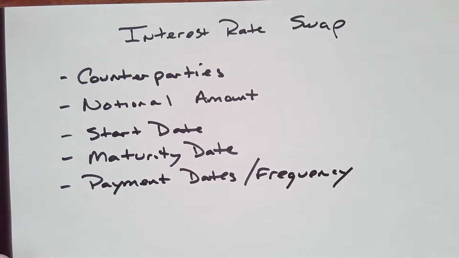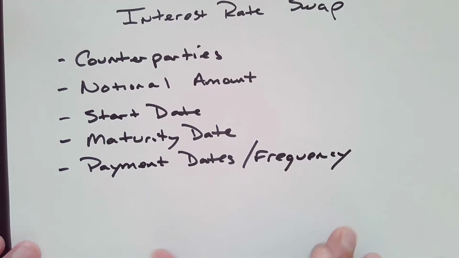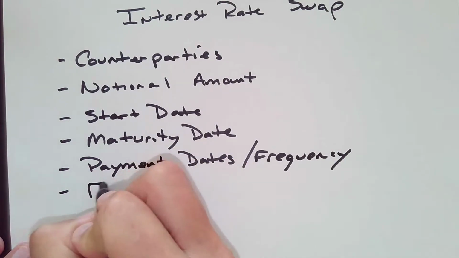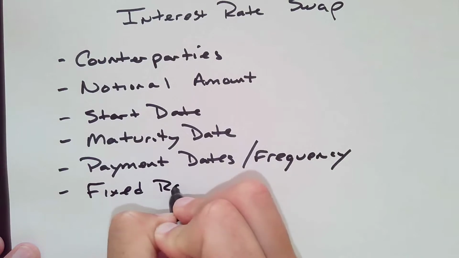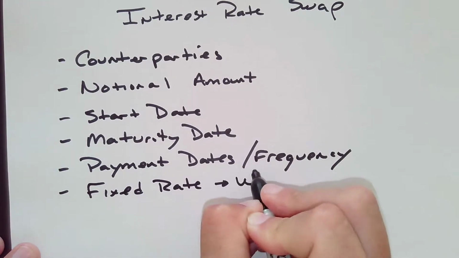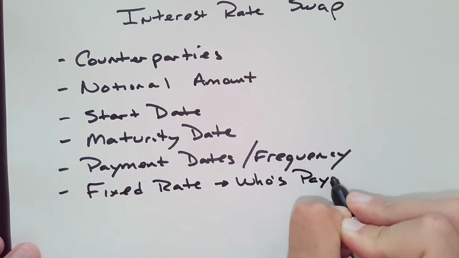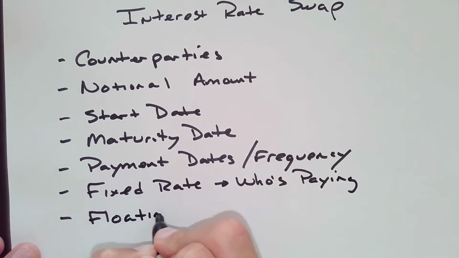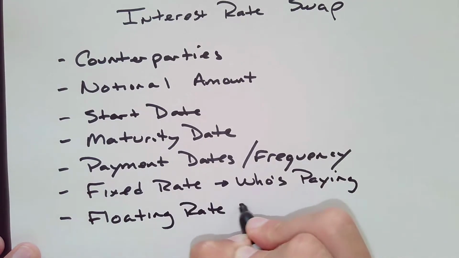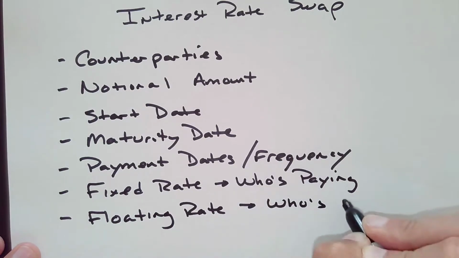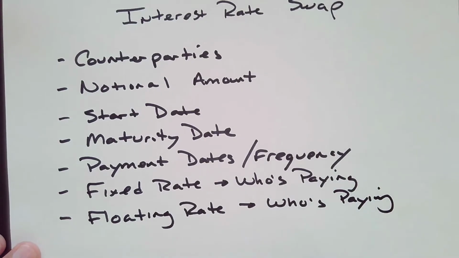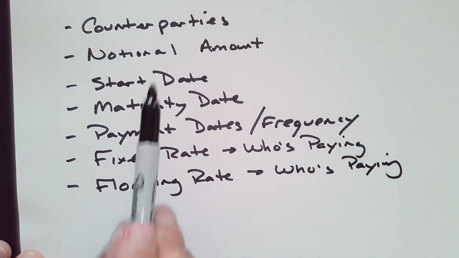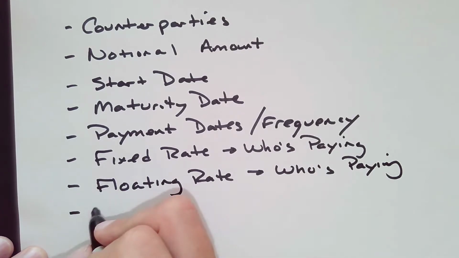of payments. So if it's once a year, is it semi-annual, is it quarterly, is it monthly? We need to know that. We need to know what is the fixed rate and who's paying. We need to know the floating rate or the variable rate and who is paying. Okay? So we need to know all of it. We need to know the basis of the calculation.